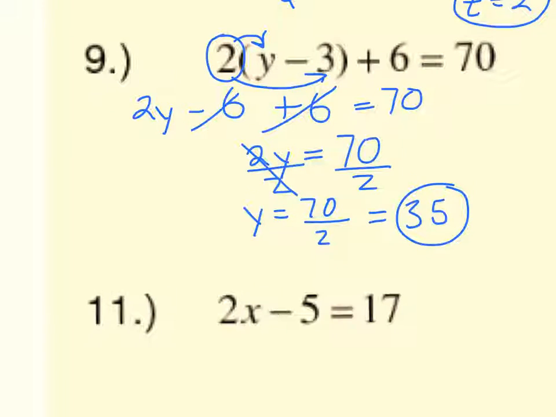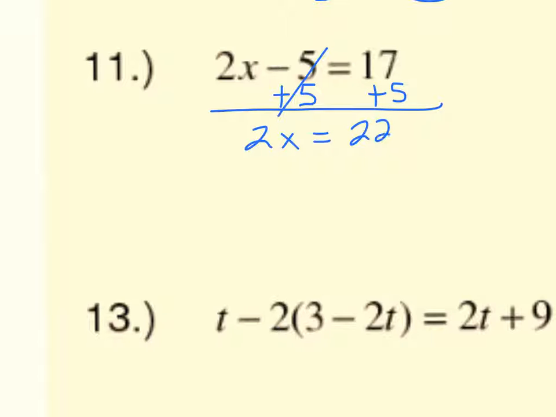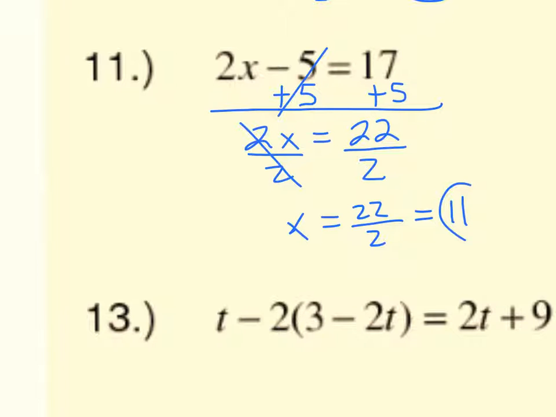Okay. 2x minus 5 equals 17. So the first step would be to add 5 here, add 5 on the other side. It's going to cancel the 5s. 2x equals, and then 17 plus 5 is 22. We're going to divide by 2 on both sides, which cancels this. x equals 22 over 2. x equals 11.